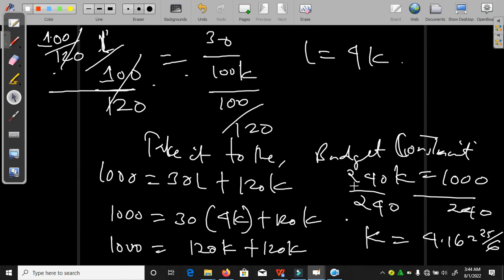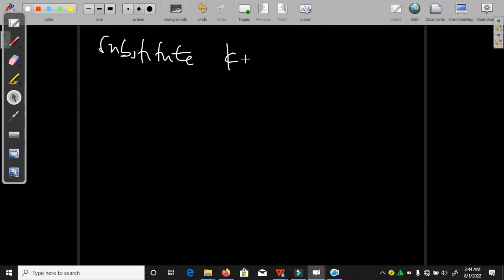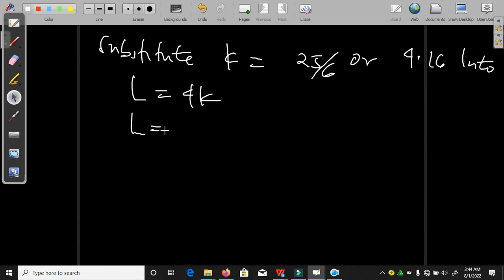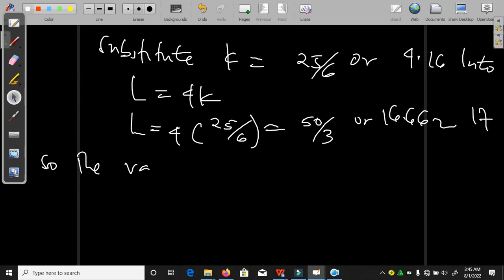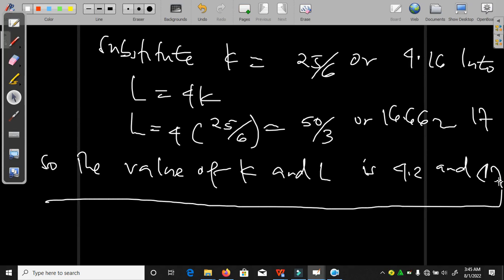you obtain the value of K is equal to 4.16. It will bring the same answer as we did from the Lagrangian formula. Now we substitute our K to obtain L, in the equation L is equal to 4K. We plug in 25/6 into that equation. The answer will give you 50/3 or 16.66. So the values of K and L by using the Cobb-Douglas function will give you approximately 4.2 and 17.